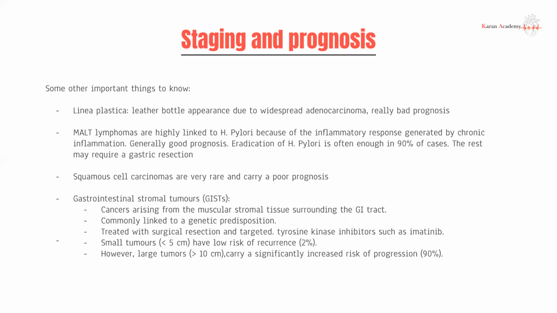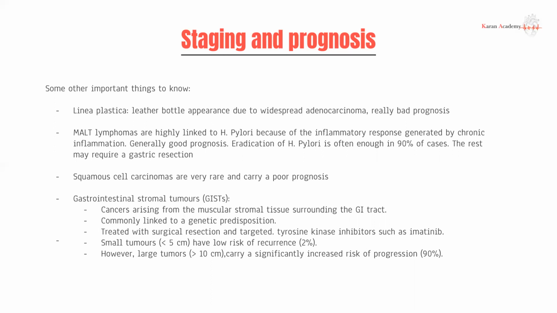Obviously, if the disease has progressed significantly, that may require a gastric resection, depending on how invasive the tumor is. But most cases, good prognosis. Also, sorry, I didn't mention this earlier, but MALT stands for mucosa-associated lymphoid tissue. So whenever you have a mucosa, you often have lymphoid tissue around the mucosa. And now you have a lymphoma arising in that lymphoid tissue.